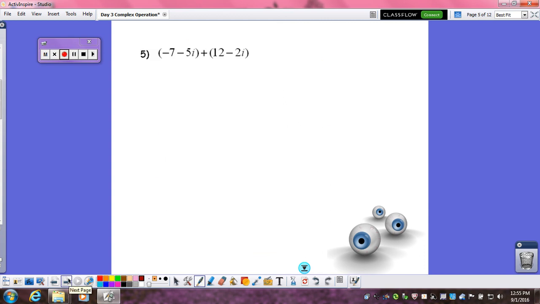For number 5, we need to look at what operation we're going to do, and that's addition. So we're going to go ahead and add these. Just like you would with x's, you're going to combine your like terms. So we have a -7 and a +12. Then we have a -5i and a -2i. So -7 plus 12 is 5. -5i minus 2i is -7i.